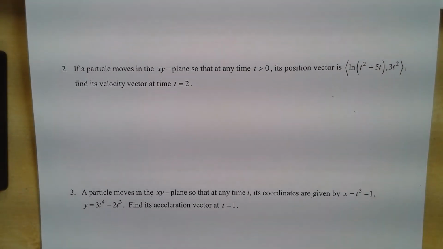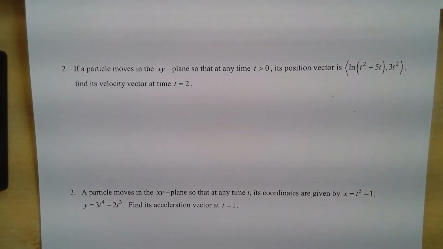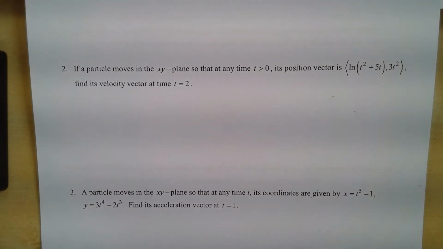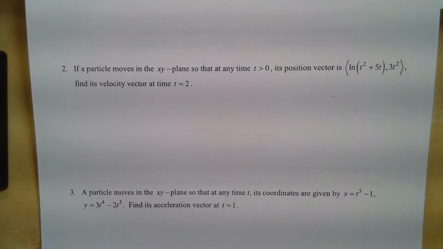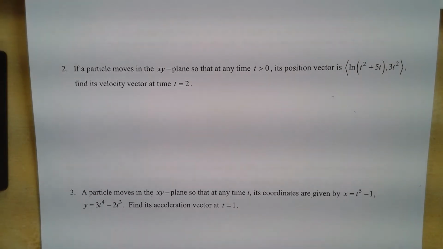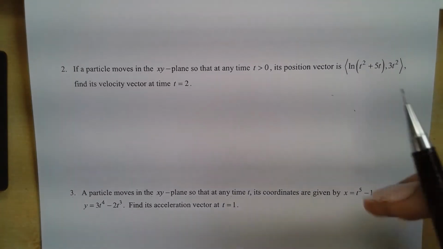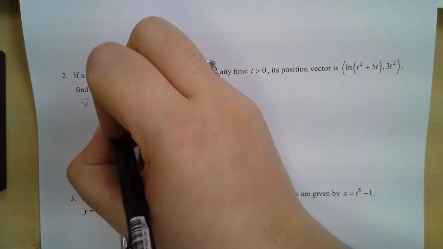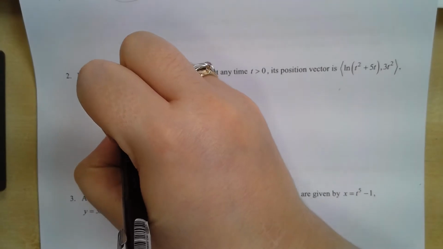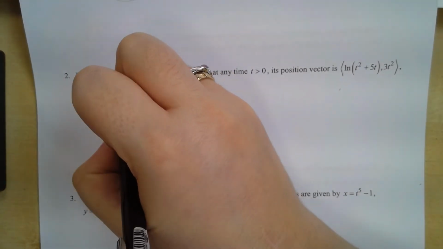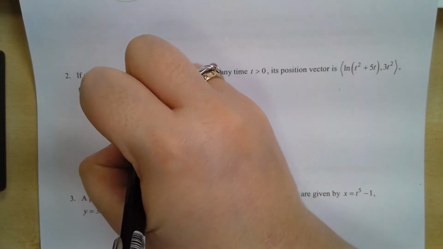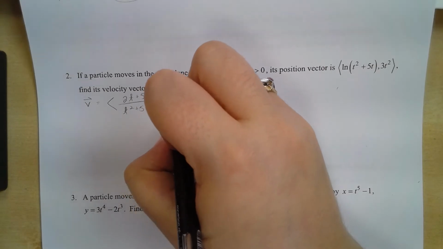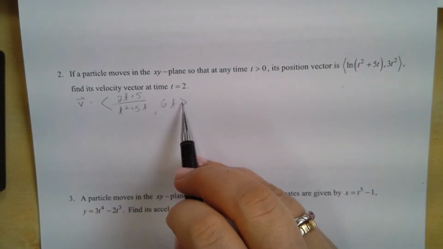Number 2, if a particle moves in the xy plane so that at any time t greater than 0, its position vector is the natural log of t squared plus 5t, and 3t squared, find its velocity vector at time t equals 2. Well, we know that our velocity is going to be the derivative of these. So our velocity vector is going to be 2t plus 5 over t squared plus 5t, and the derivative of our y component here is just going to be 6t.